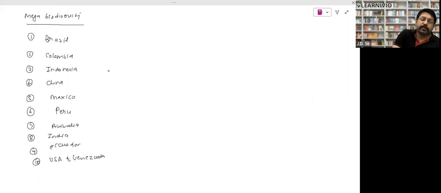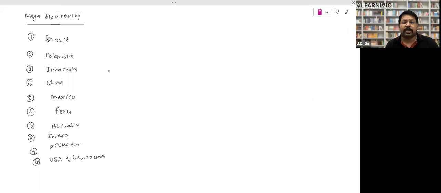What is the name of that biodiversity region where the maximum biodiversity is present? The area comes under Brazil. Amazon rainforest. Very good. Amazon rainforest, then Venezuela, that is a part of Brazil only. Right. So Brazil has the maximum biodiversity because it is near the equator. If somebody asks you why there is maximum biodiversity in Brazil or the Amazon rainforest, Ghana forest, Indonesia forest, they all are present near the equator.